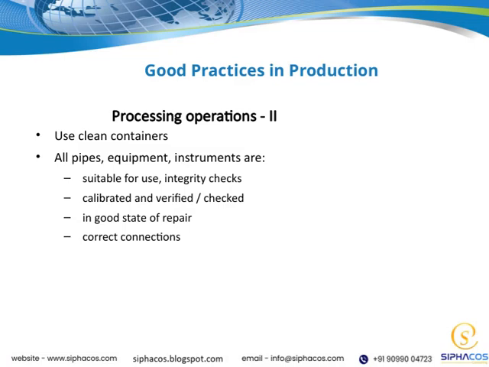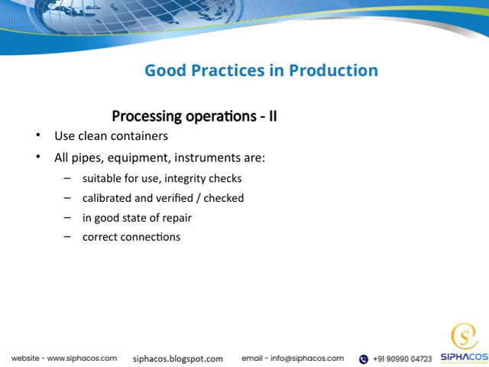Now, let's move on to processing operations, Part 2. One of the key points here is to always use clean containers. This helps prevent any contamination that could compromise the quality of our product. Next, all pipes, equipment, and instruments need to be suitable for their intended use. This means they should meet specific standards to ensure safety and efficiency.